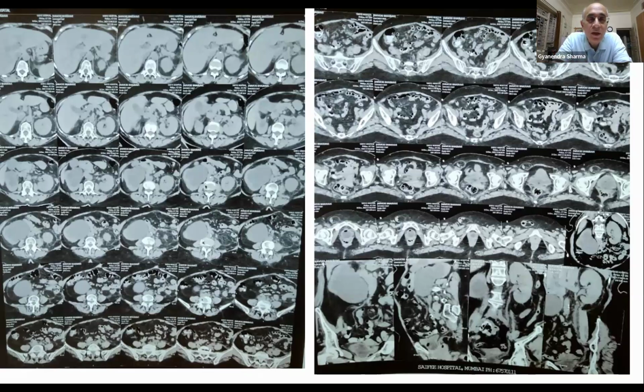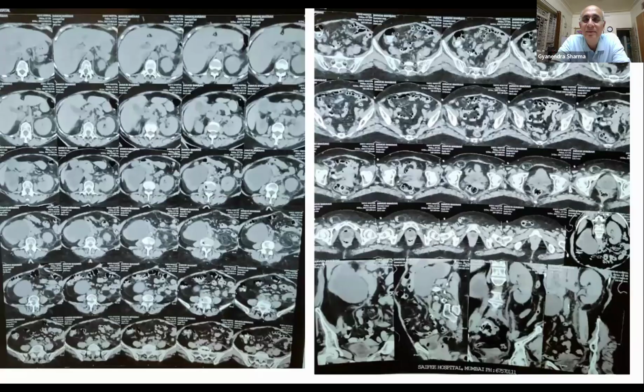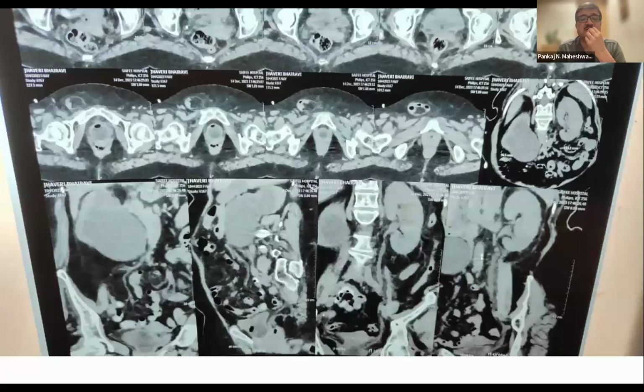Can you show the ultrasound report again, please? No, not the image report. You have mentioned there is no parenchyma seen. What is mentioned on sonography is a cortical thickness of 12 mm, 11 mm and 10 mm. Yes, sir. Show the CT again. And you can surely see the parenchyma; though it is diffuse, there is definitely parenchyma seen.